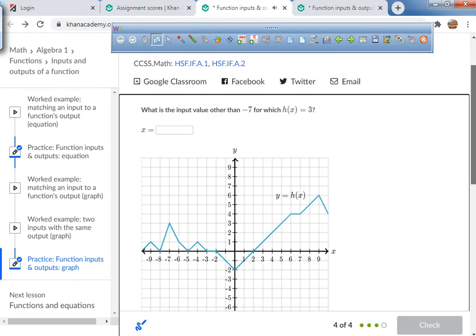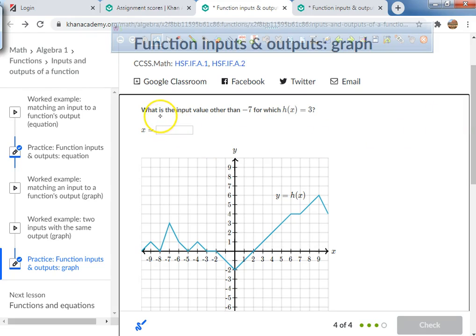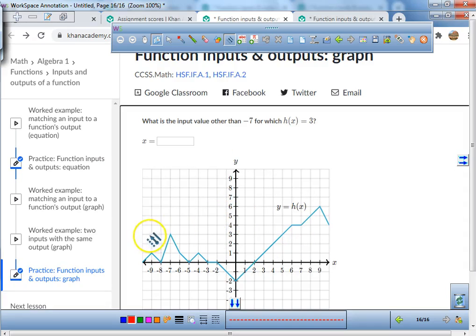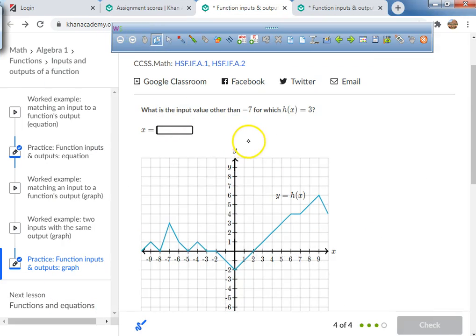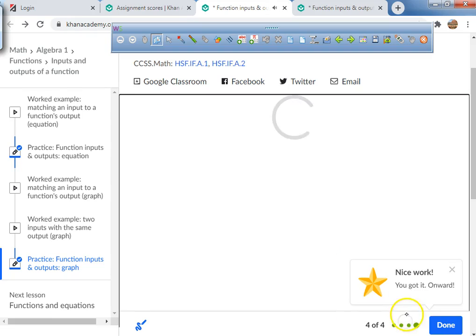All right, let's see here. What is the input value other than -7 for where h of x equals 3? So we can't choose -7. Can you guys see that it does hit at -7 right here? What'd you say? Yeah, 5. So I'm going to put a 5. And that's all it's asking you to do. Hopefully that's enough information to help you guys get 100 on this.